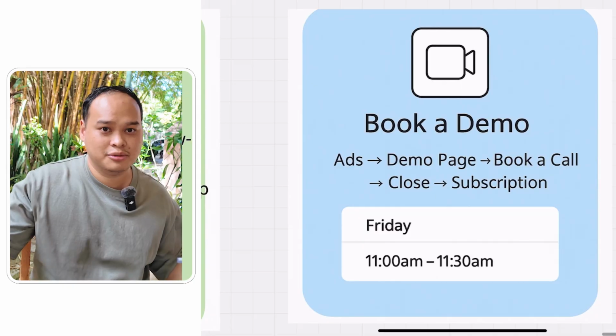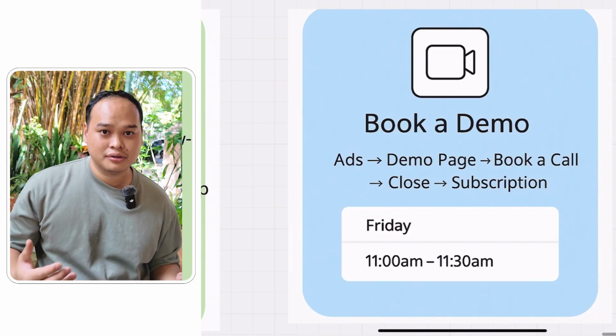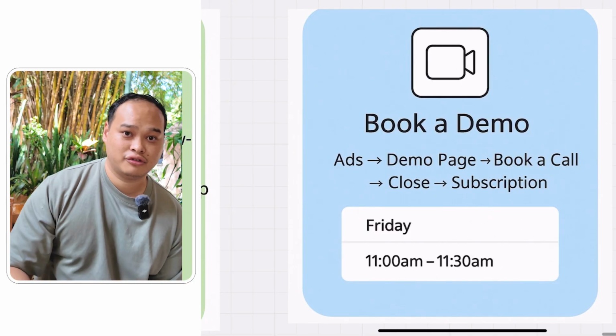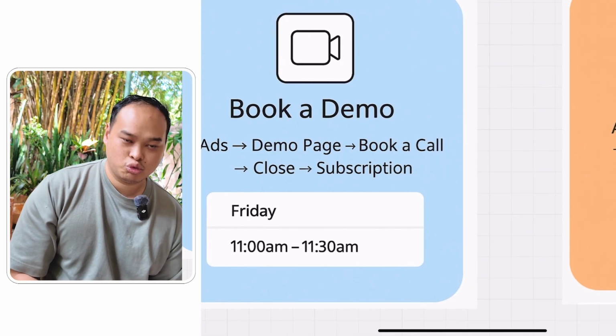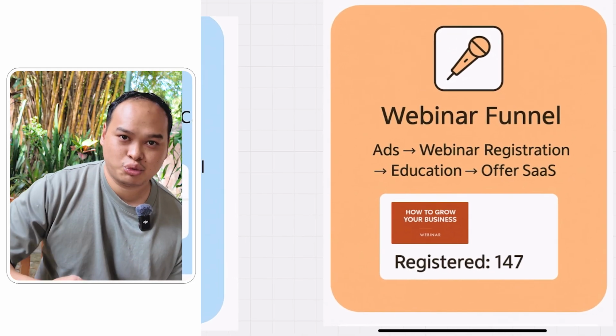Usually for SaaS, it's like a 30-minute call, maybe less. It's really simple and self-explanatory what your software could do for that business. And I'll walk you through how to do a demo as well. Third one is the webinar funnel. That's more advanced, but this is what I'm currently doing.